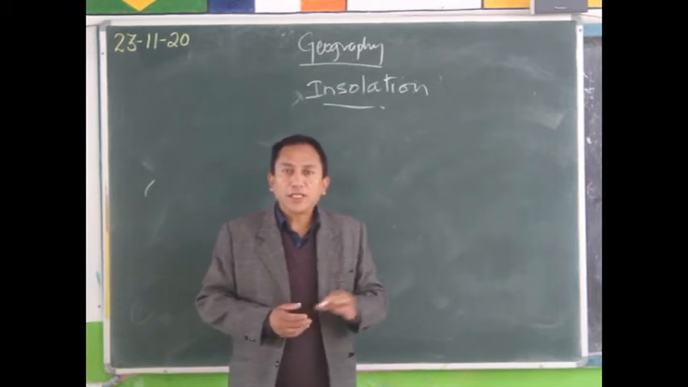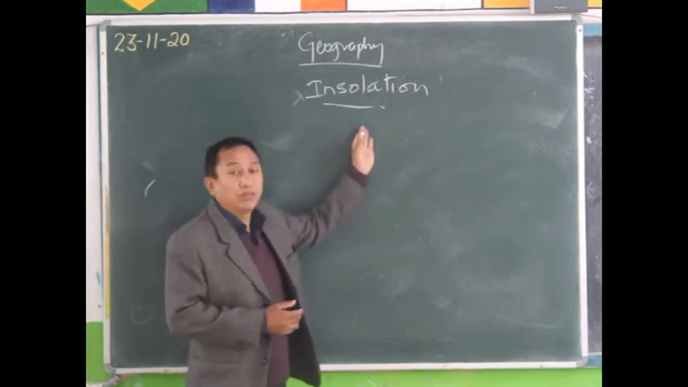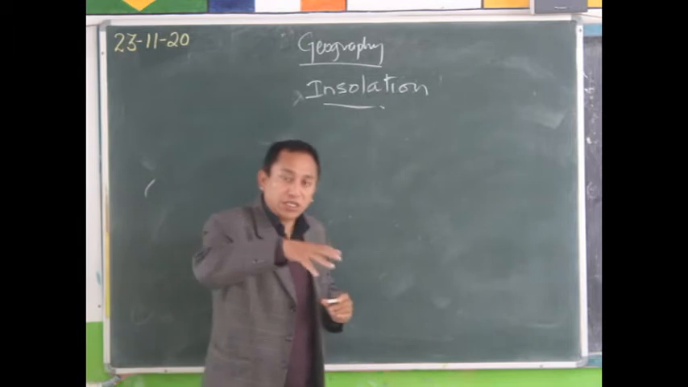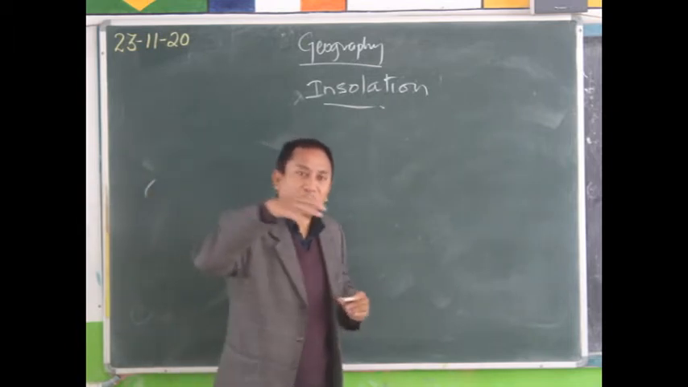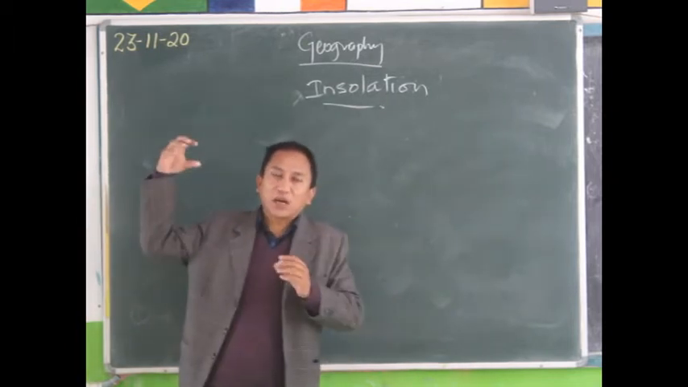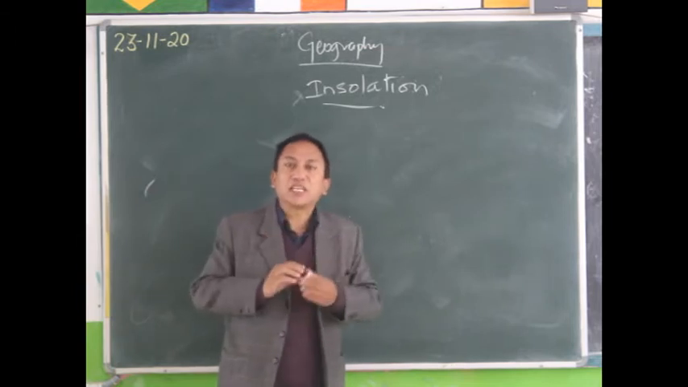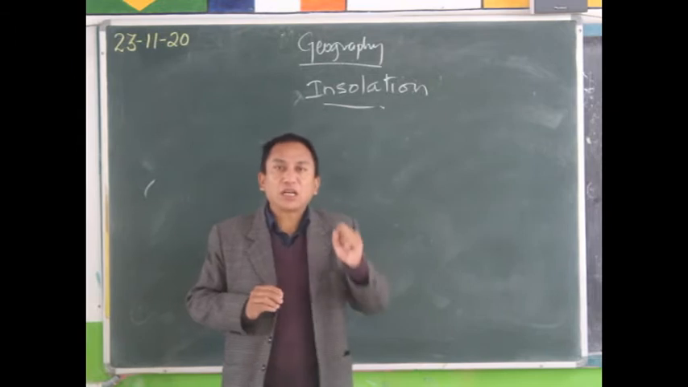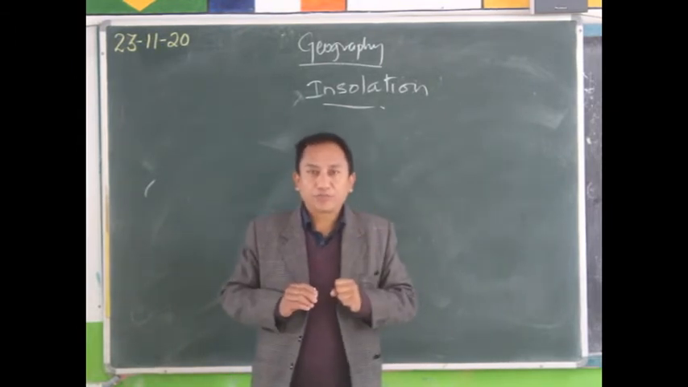Insolation basically in very simple terms means the incoming solar radiation. When the sun shines, the sun's rays, heat and light fall on the earth. The rays that come to the earth are termed as insolation. So therefore, insolation means the incoming solar radiation.